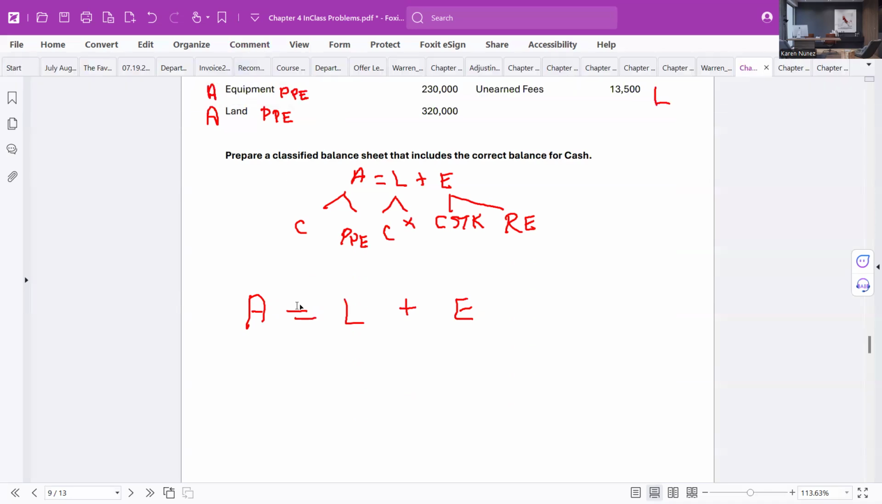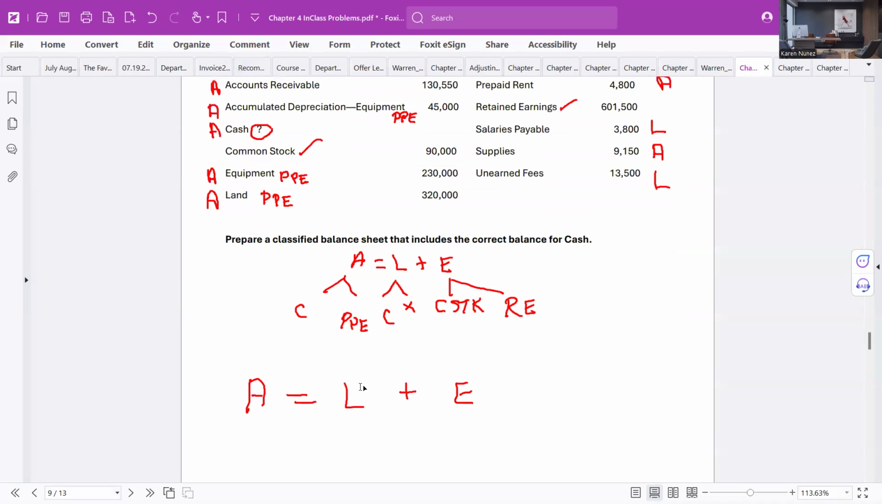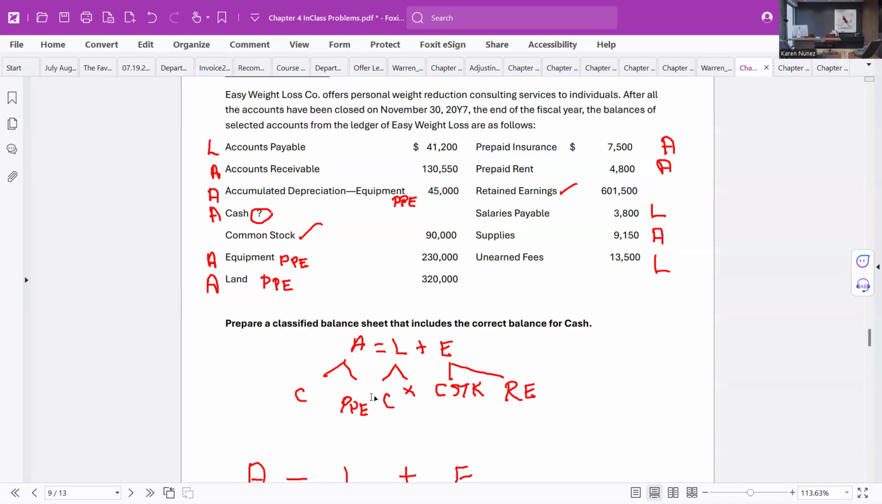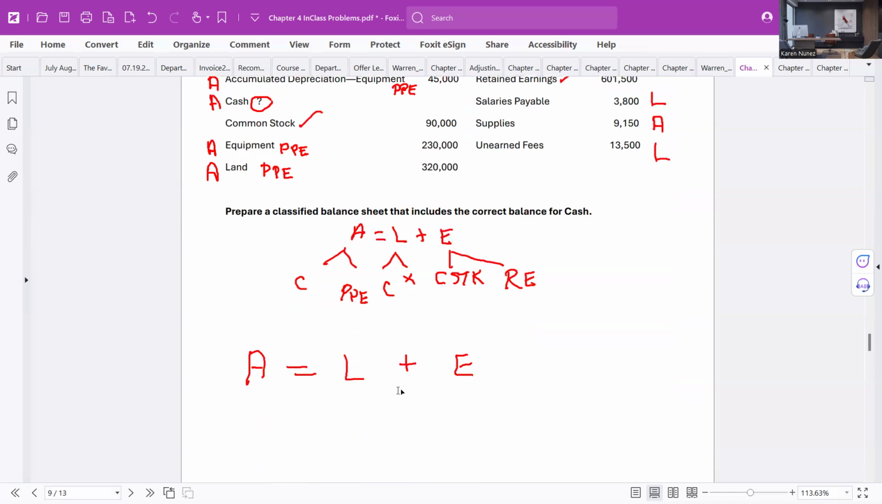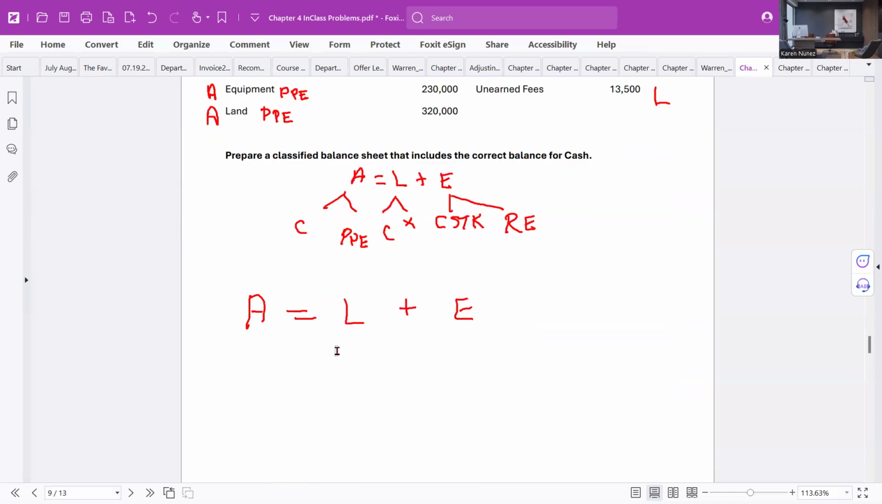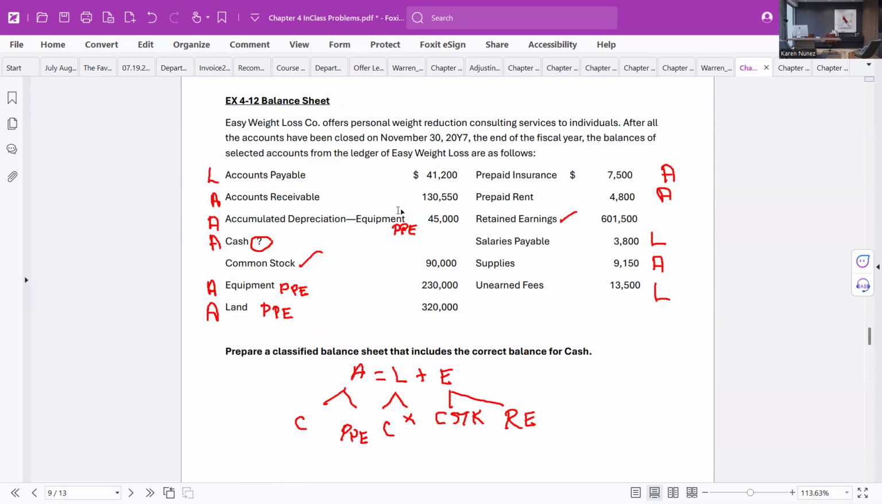So if I switch here to the typewriter mode, we only have three liabilities, right? We have the accounts payable, the salaries payable, and the unearned fees. So we have here the 41,200, and then we also have the 3,800, and then we also have the 13,500. And where am I getting these numbers from? Well, they're numbers that are identified up here.